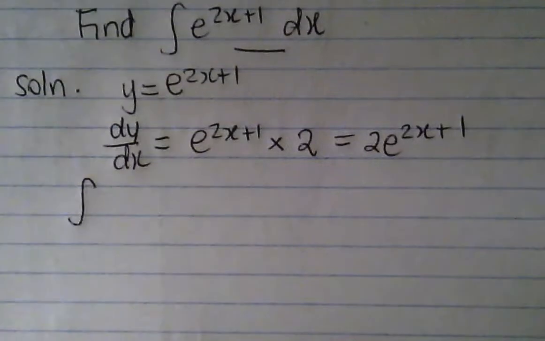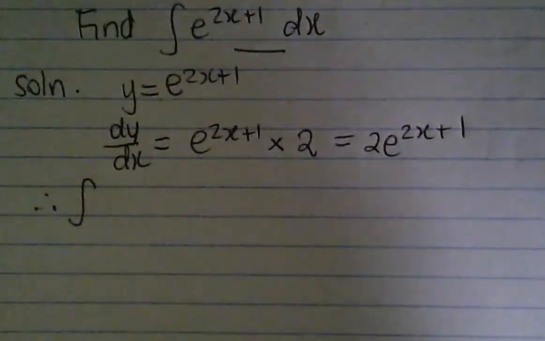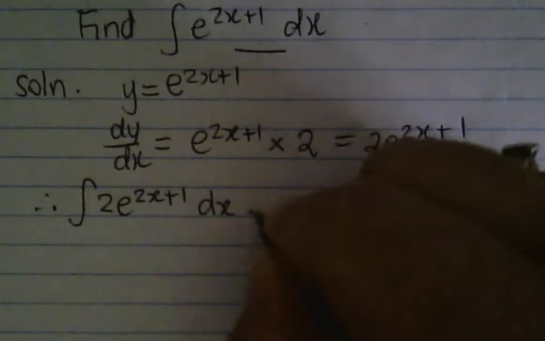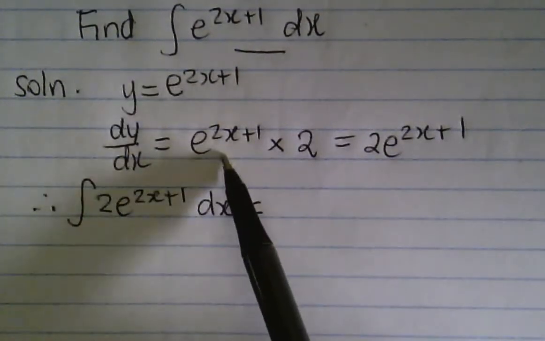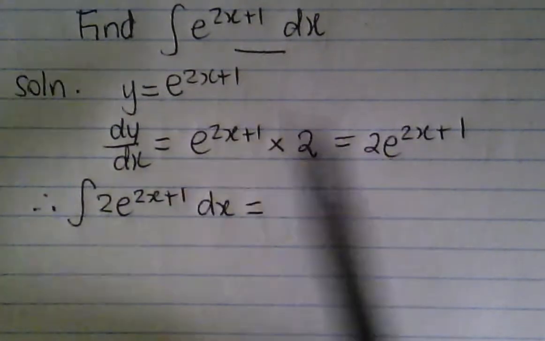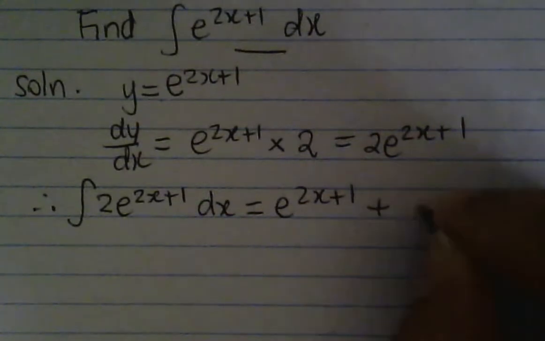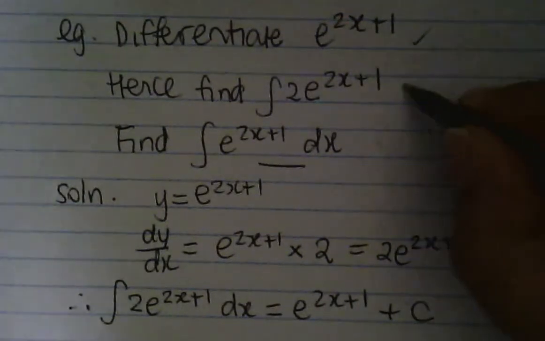Now, since integration is the reverse process of differentiation, therefore, I could say that the integral of 2e to the 2x plus 1 with respect to x dx equals what? So if you differentiate this, you get that. If you integrate that, you get this. So if you integrate 2e to the 2x plus 1 dx, you'll get e to the 2x plus 1 plus c. We've done this first bit, differentiated, hence find this integral.